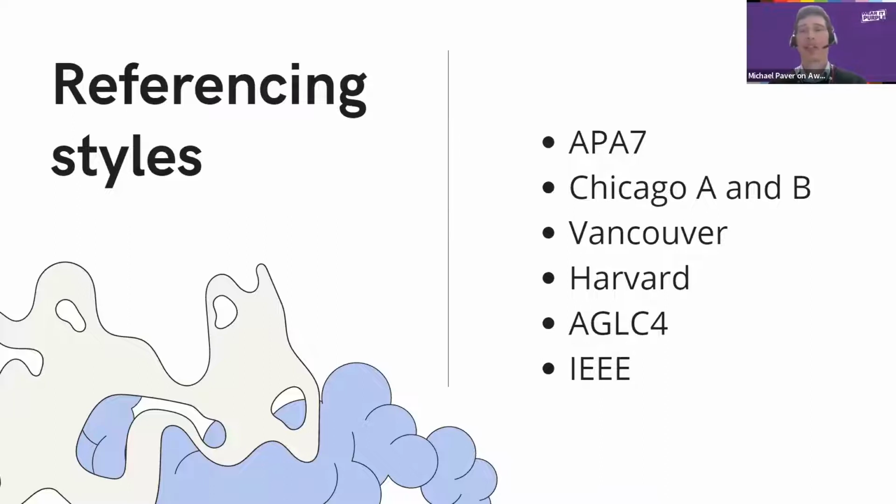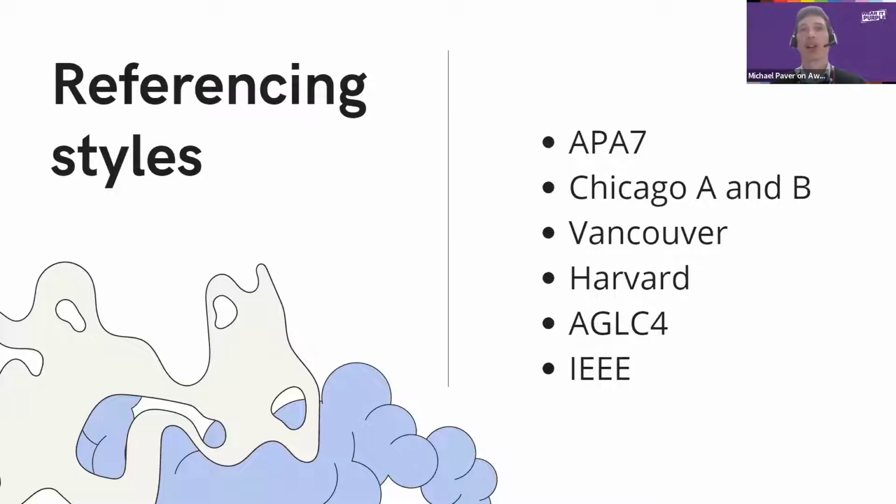So there's lots of different styles and there's many more. And we do offer support for these other styles at the university as well. So things like Vancouver, you might get in a health-based subject. Harvard, you might get in a humanities subject. AGLC is a law referencing style, and IEEE, you might get in engineering.